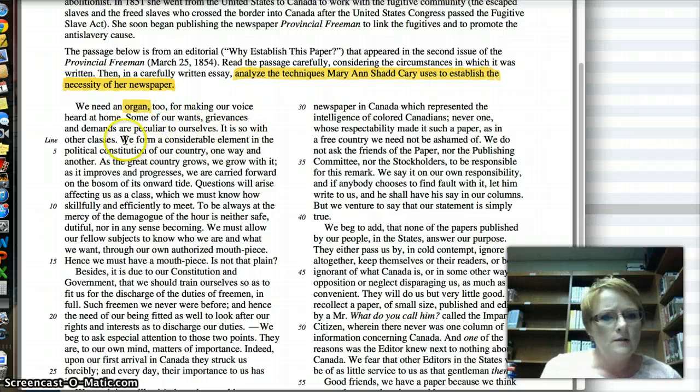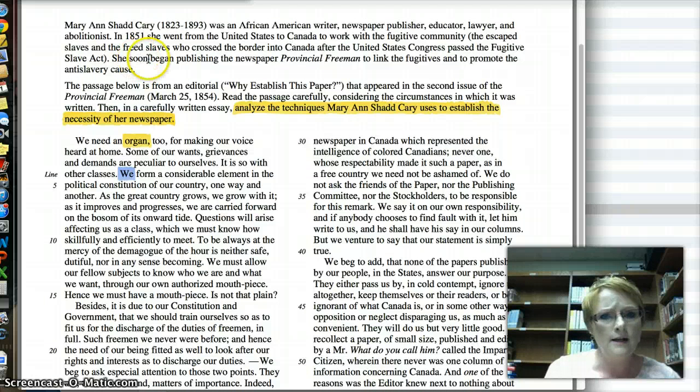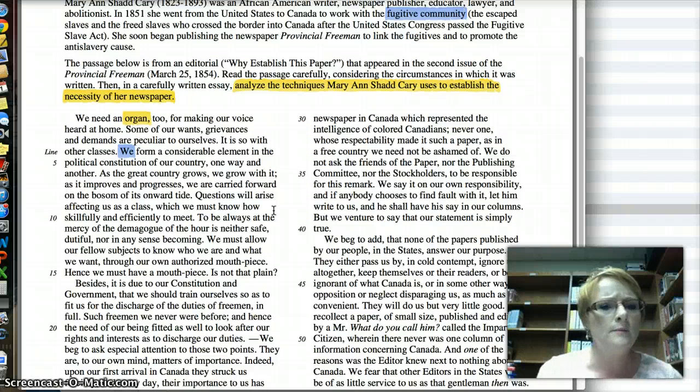So she says, "We form a considerable element." And when she uses the word "we," I go back up to my context and I know that she is talking about the escaped slaves, the fugitive community. "We form a considerable element in the political constitution of our country, one way or another."